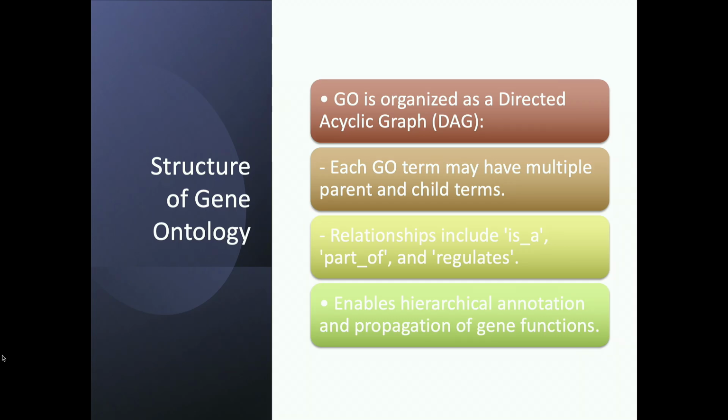Basically it works as a parent and child organization. There is a parent level, below that the child, then a grandchild, so it goes into that kind of structure. The relationship can be that A is a part of, or it regulates. So it is either regulating, or it is part of that process, or it is the process itself. And you can do a hierarchical progression of gene function studies using GO terms.